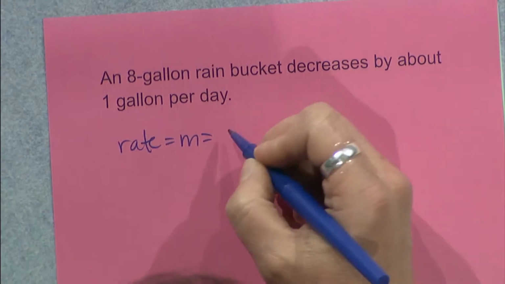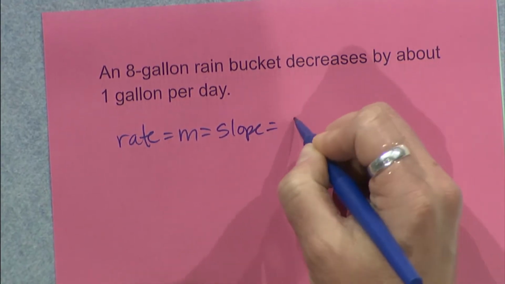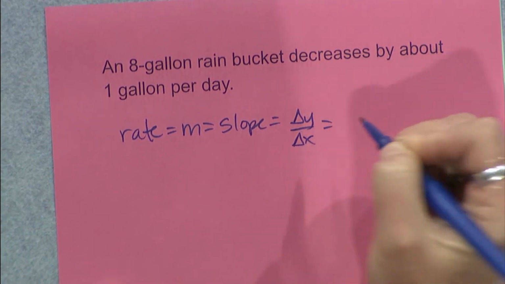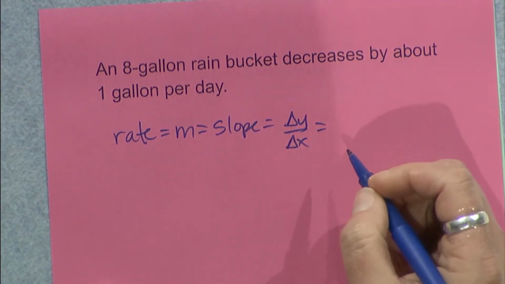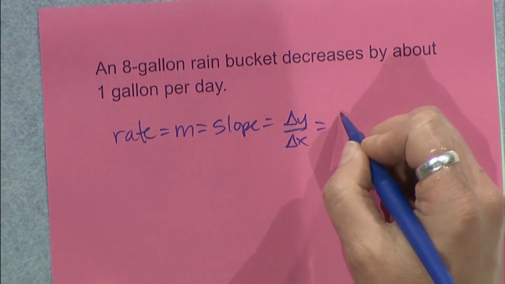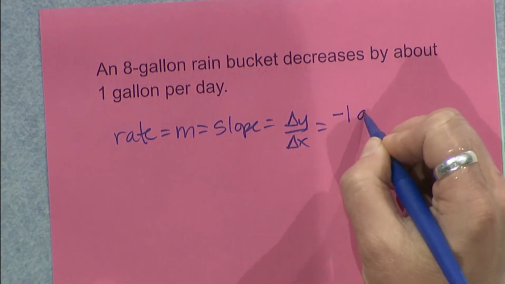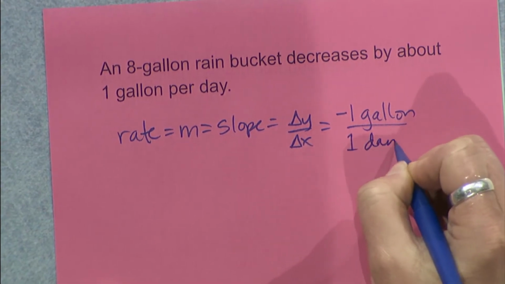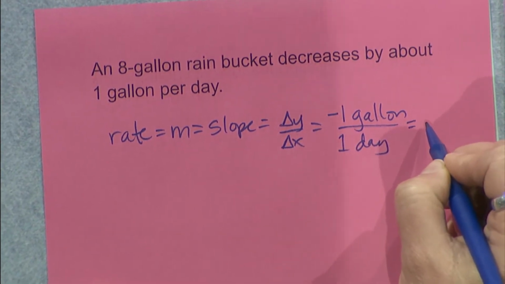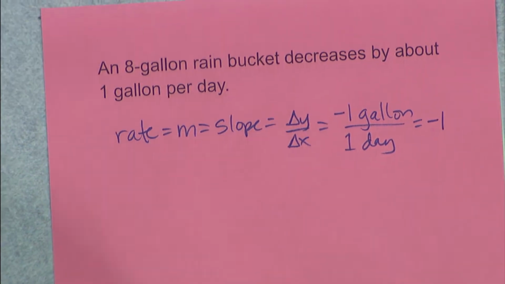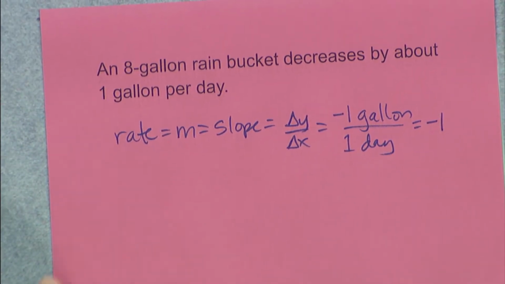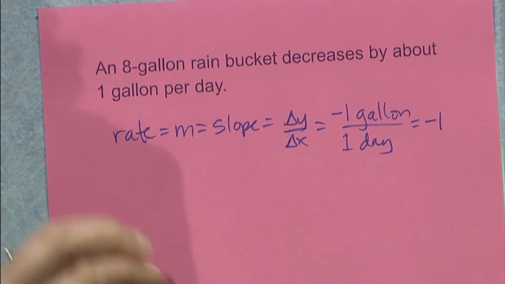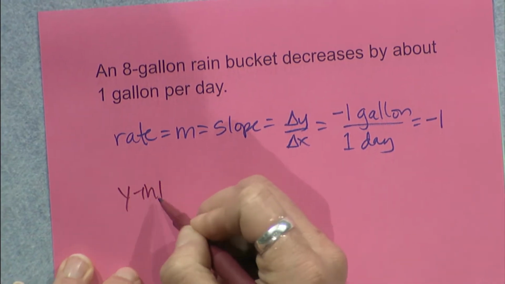Rate equals M equals slope equals change in Y over change in X, rise over run. And this is decreasing, so what is it? It's 1 gallon per day, negative 1 gallon per day. So actually, the slope is just negative 1. This is a little trickier, that's why I did this one also. Okay, good. And then what is my Y-intercept or my initial value? It's 8 gallons.